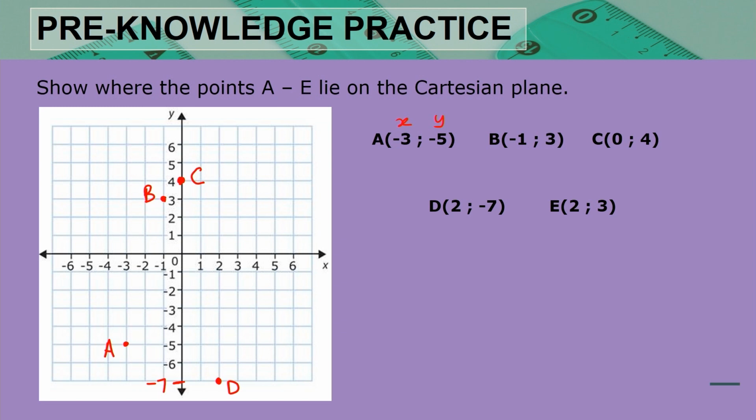And lastly, we have our E, which is +2 for the x value and +3 for the y value, and that is our point E. So those are all the points shown on the Cartesian plane, just to remind you of how we place our coordinates on the Cartesian plane.